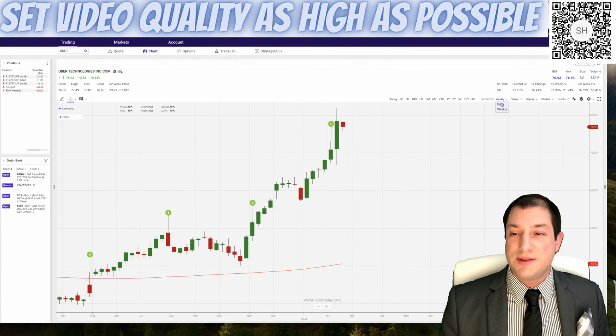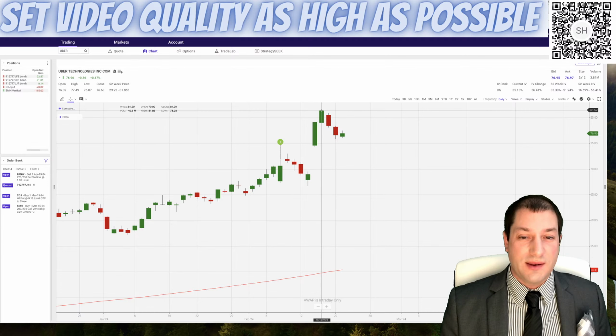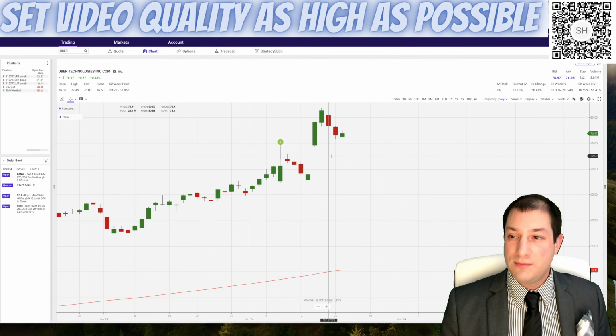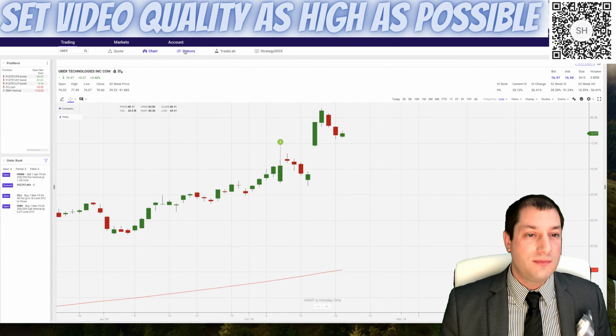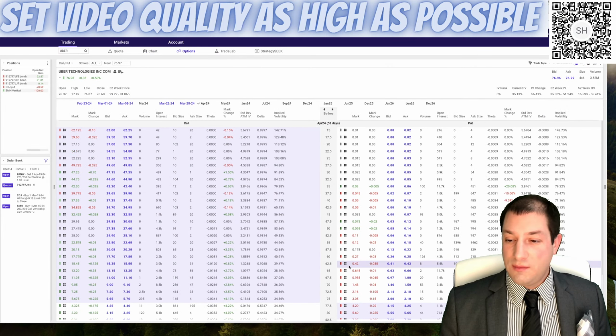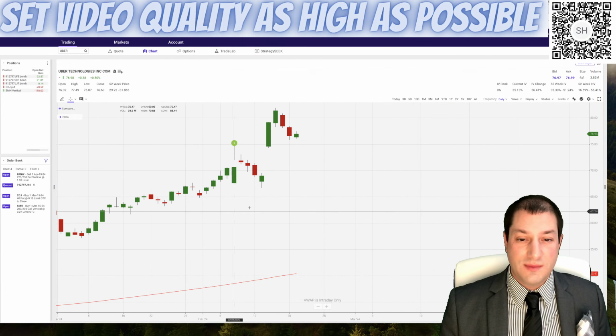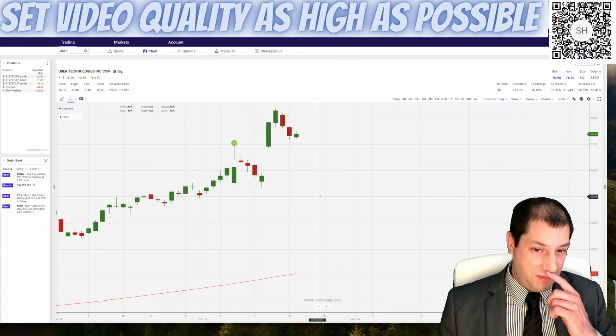So back to Uber really quick. Here's the daily chart. So actually, we've missed selling the call side here. It's too late. Missed the move. What was the put side? 65. Still, it's too close.